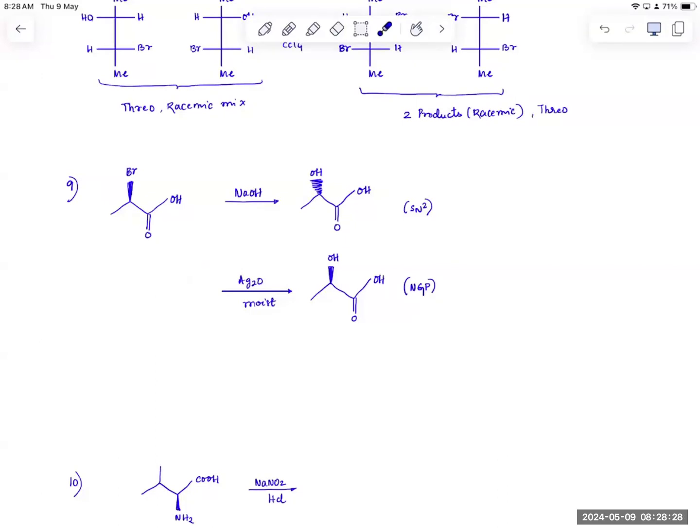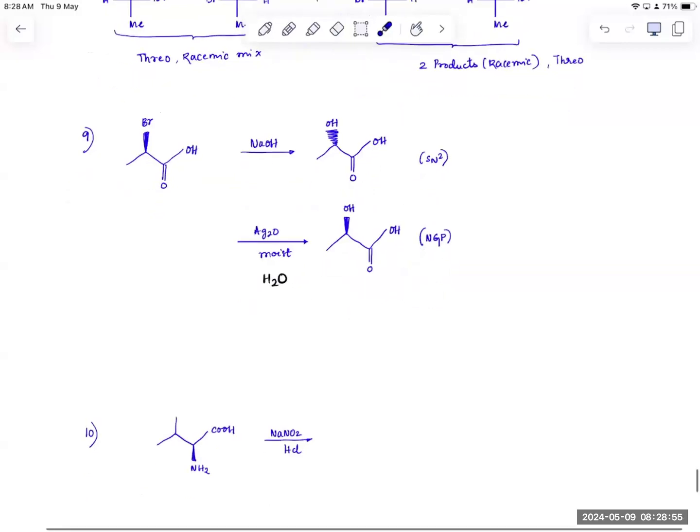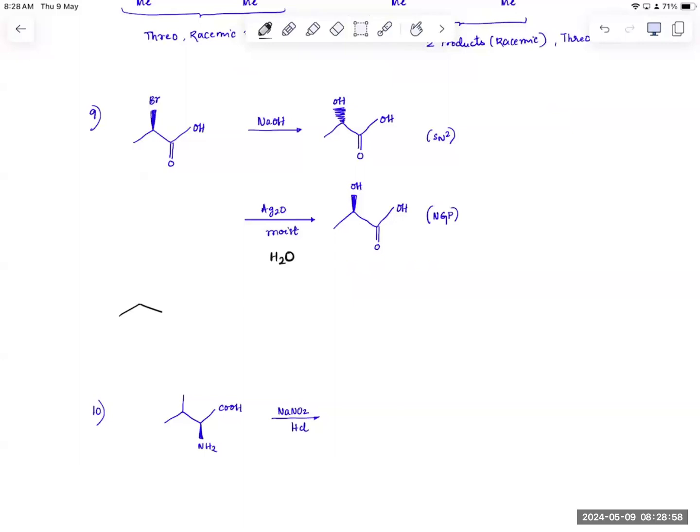Okay. Next, if it is about Ag2O moist, so here water will also compete as a nucleophile, and water is, quantity wise, more here since it is moist, and water is a weak nucleophile. When there is a weak nucleophile, it is more likely to happen via SN-NGP. So that is why. Now the mechanism will go like this, where we will have double bond O and OH here with Br being present here, isn't it? So the lone pair on this would attack here, removes out bromine.